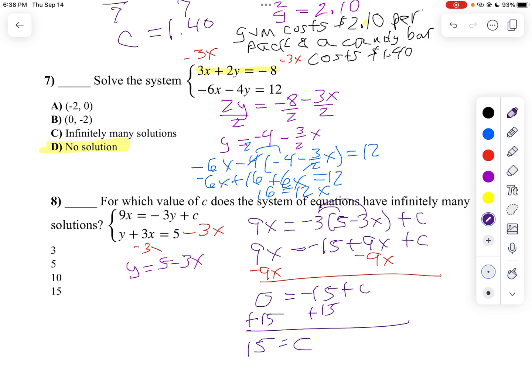Now, for which value of c does the system have infinitely many solutions? Well, that's exactly because notice I've canceled my x out. So c being 15 will be infinitely many solutions. If I got a solution, I'd have to have a value of x or something like that.